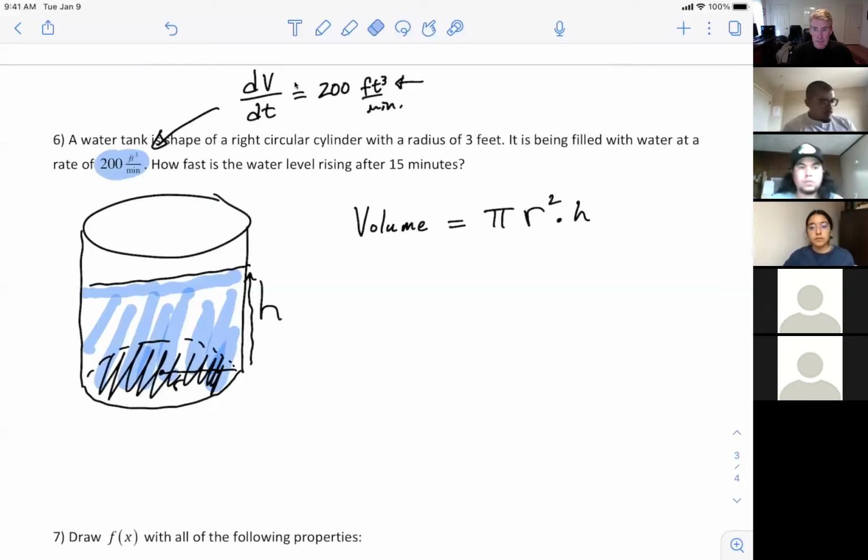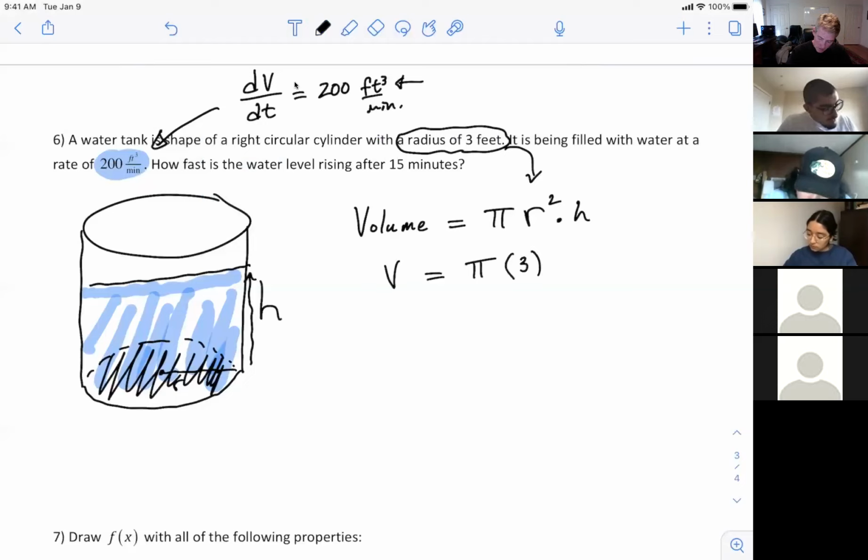Now, if you have things that are not going to change, like for example, the radius is 3 feet. When you fill this container with water, it's not going to make the container get bigger because it's made out of steel. It's going to stay the radius of 3 feet. That means we can plug that in right now because it's not going to change. So volume equals pi times 3 squared times h. I could simplify that to 9 pi times h.